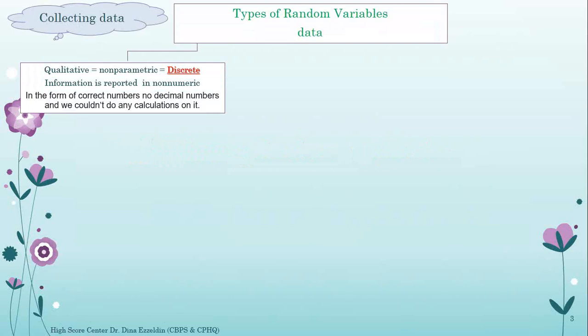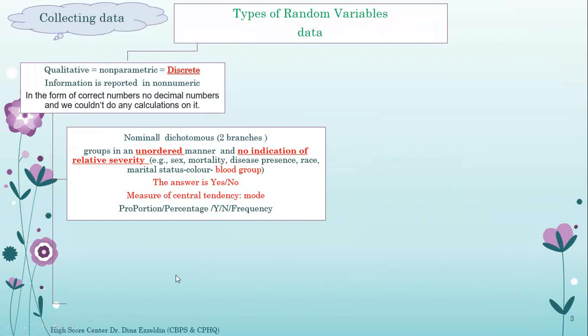It gives information in a non-numerical manner. It may contain numbers, but no decimal numbers. Like the number of persons, for example, you couldn't say it's 1.5 persons. It's 1, 2, 3, 4, but no decimal numbers. And we couldn't do any calculation on these numbers. It's two types.